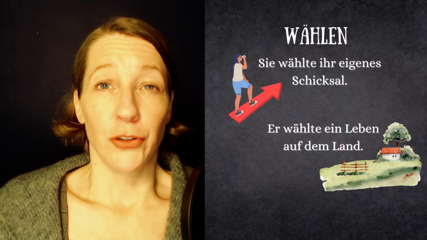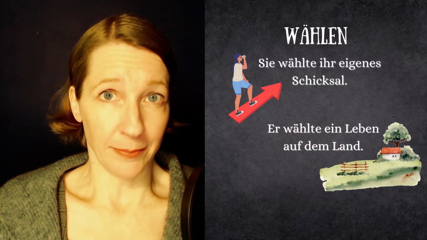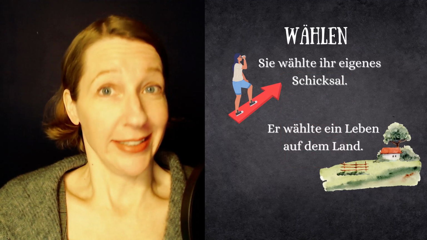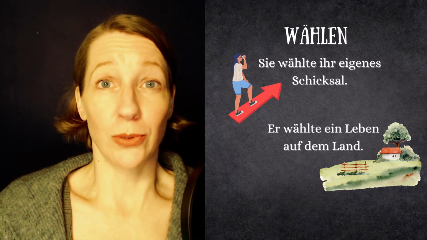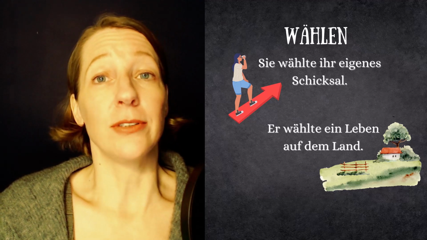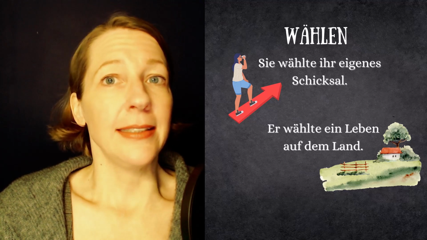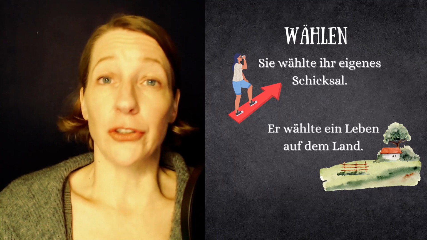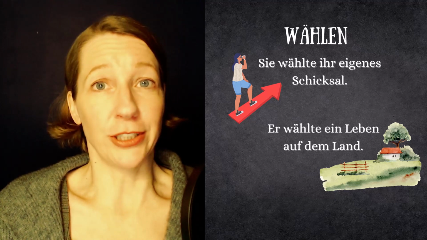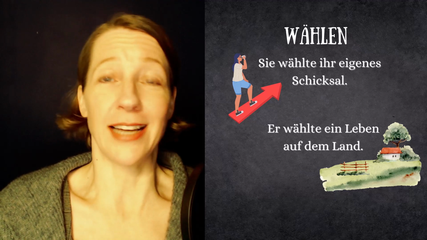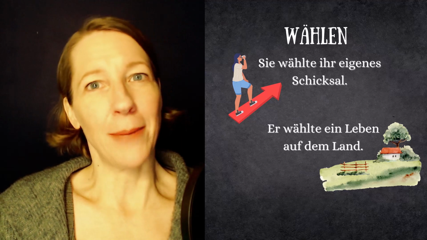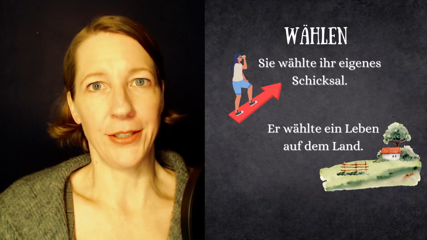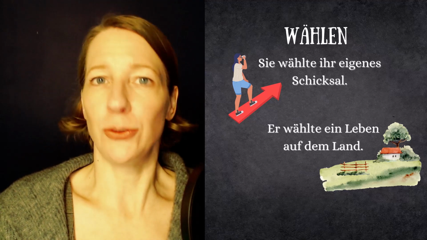And in those cases, we actually use the word wählen and not the word auswählen. For example, when you speak about someone's destiny, one chooses their own destiny. So if I say that a person chose their own destiny, I could say, sie wählte ihr eigenes Schicksal. Now we assume that there are many options for different types of destinies or outcomes in life, but they're not clearly defined. So in that case, we would always use wählen.